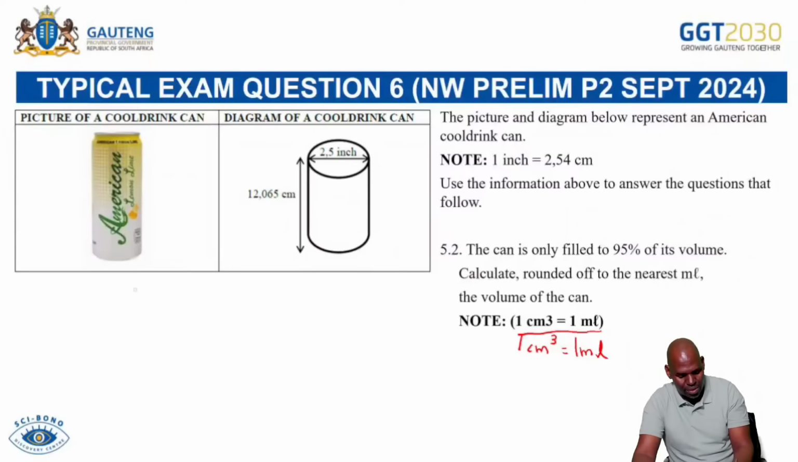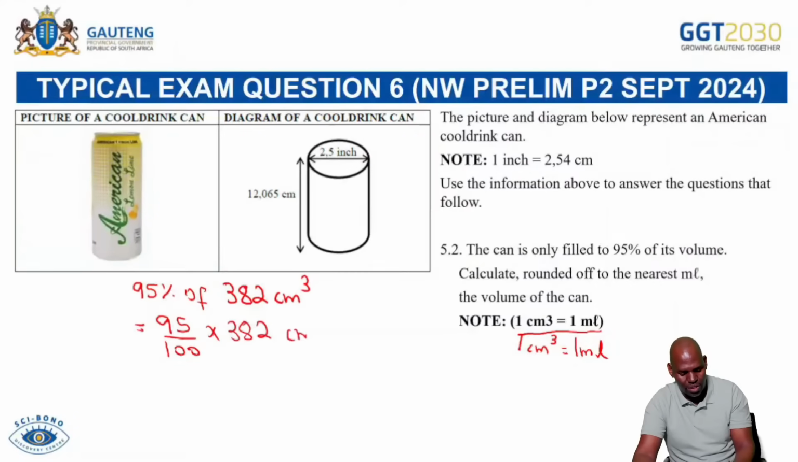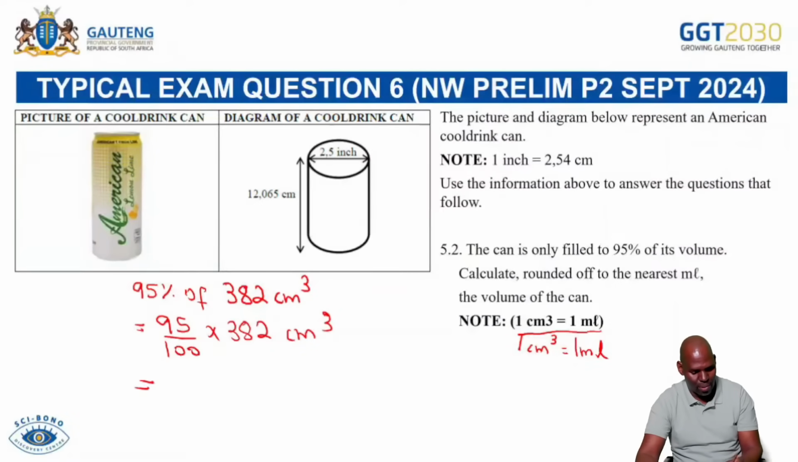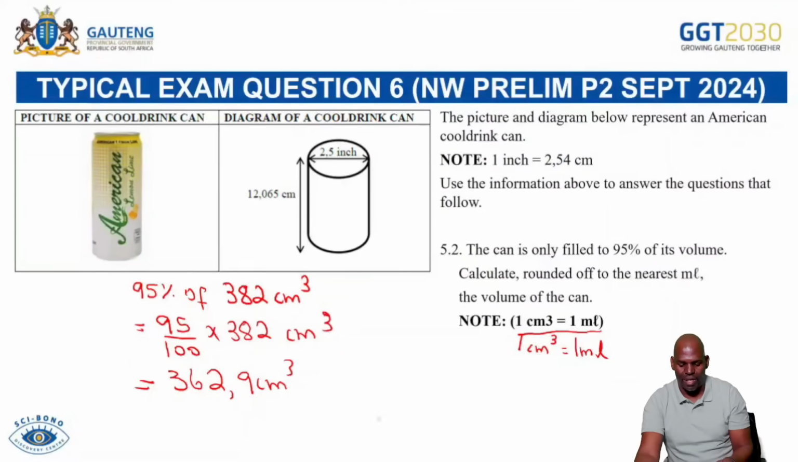So 95%, I would say 95% of 382 cubic centimeters. So this is the same as 95 over 100 times 382 cubic centimeters. Then you can use your calculator. 95 divided by 100 multiplied by 382. Then I get 362,9 cubic centimeters. Right, but now I need to convert.